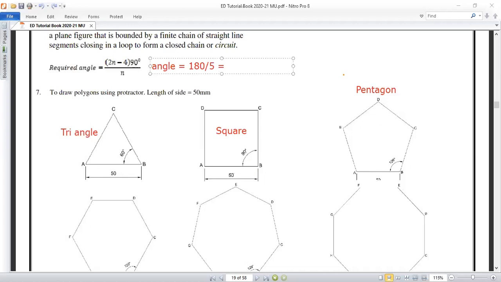So you can recalculate it again. n is equal to 5. So 5 into 2 is 10. 10 minus 4 is equal to 6. 6 into 90 is 540. 540 divided by 5. So it is 108, I think. Right? Let me do it again. It is 2 multiplied by 5 minus 4.